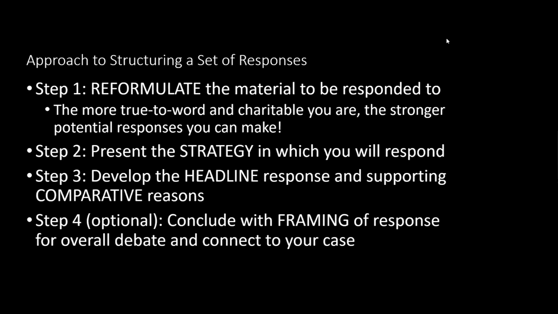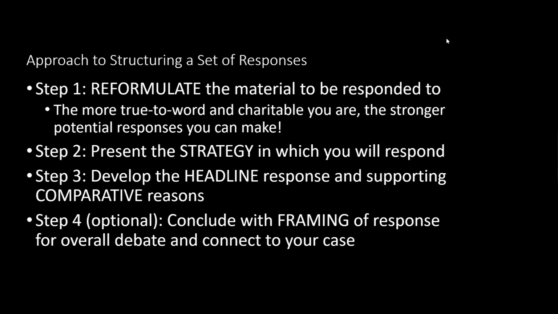That's step one. You're reformulating the material they responded to in a very concise, charitable way, and you're not really misrepresenting the argument. If you were to misrepresent the argument, you would say government side made an argument that all priests are stupid and people need to be able to believe on their own. Well, they didn't really make an argument that priests are stupid. So that's a misrepresentation of the argument. So you shouldn't really be doing that.